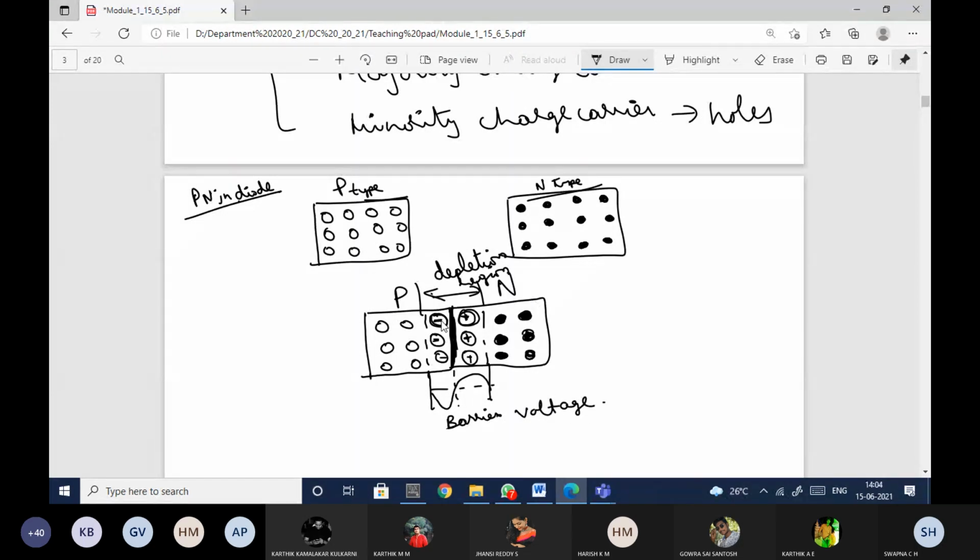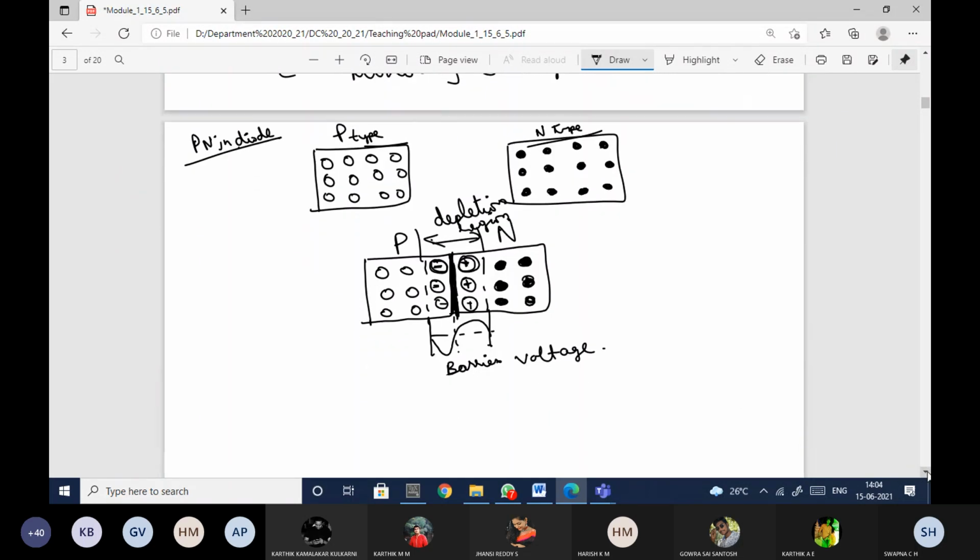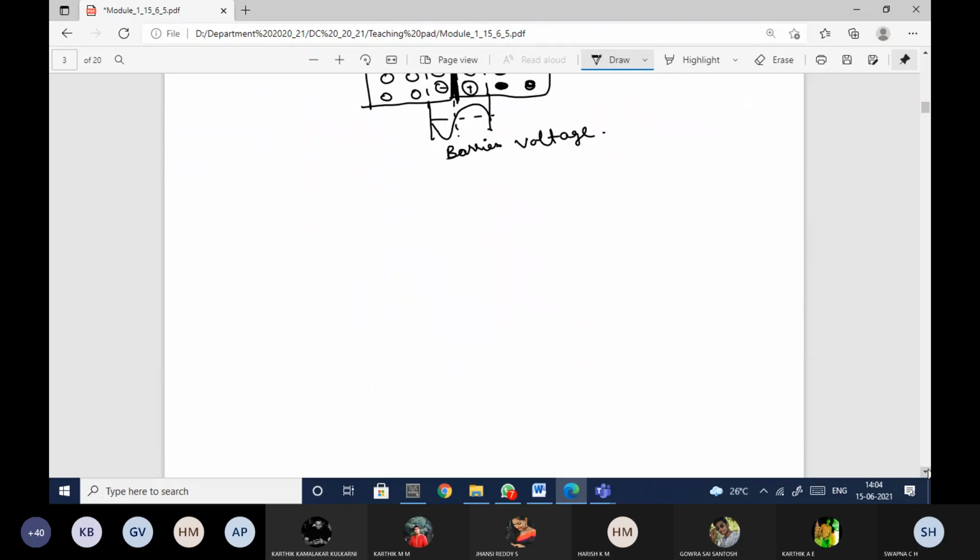Now I'll have the depletion region formed because of the ions present near the junction. This is the junction where the depletion region is formed. At this junction I'll have the barrier voltage present, which will be of equal strength on both sides. So this is how the PN junction is formed. Any doubts here? You can ask me. No, ma'am.